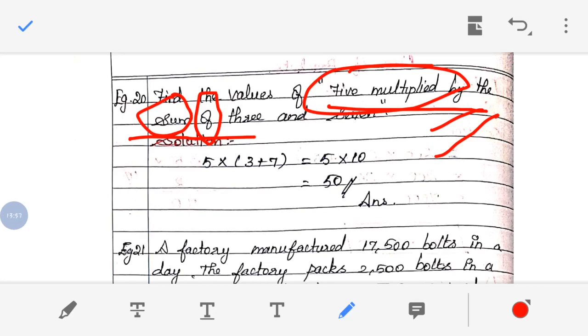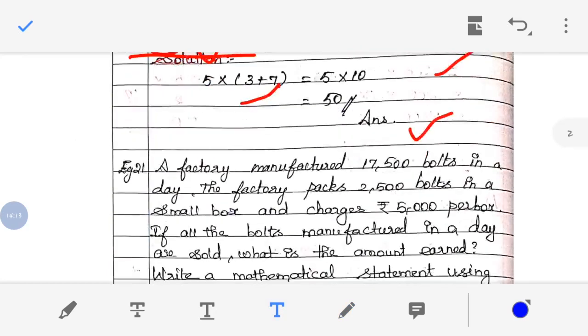Now can you calculate this? First we do the calculation inside the brackets. So 3 plus 7 is 10. Then 5 into 10, the answer will be 50. So likewise you have to calculate the answer. Let's move on to the next question.